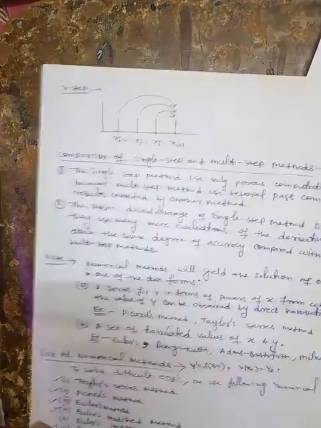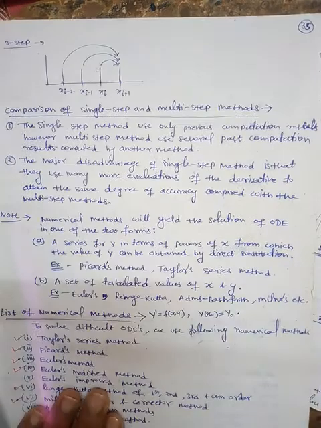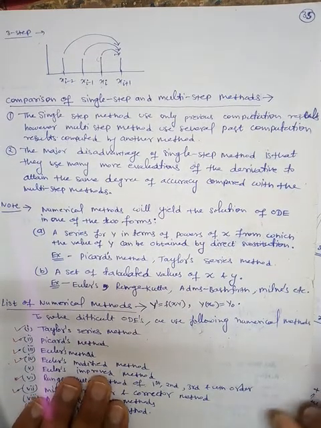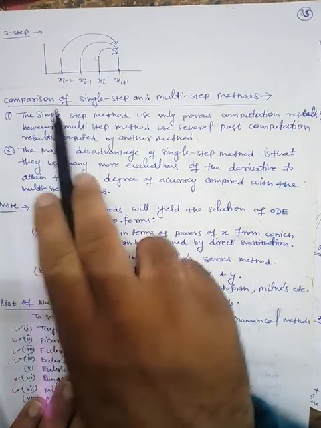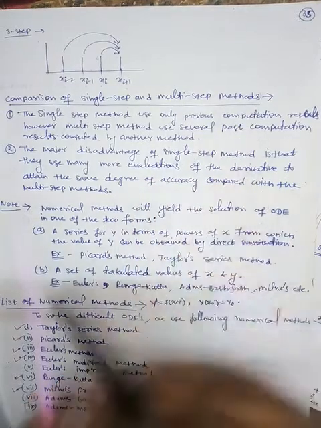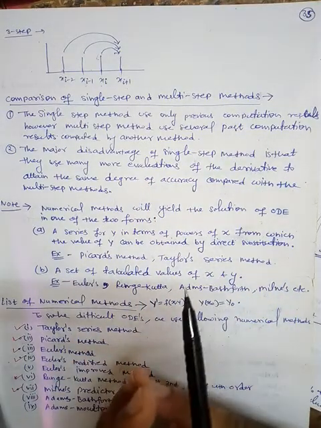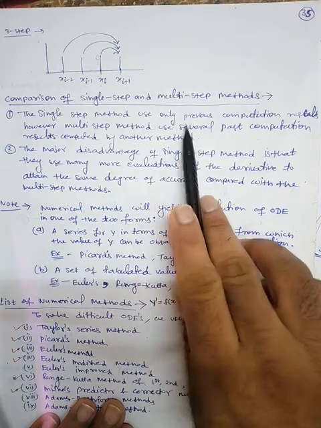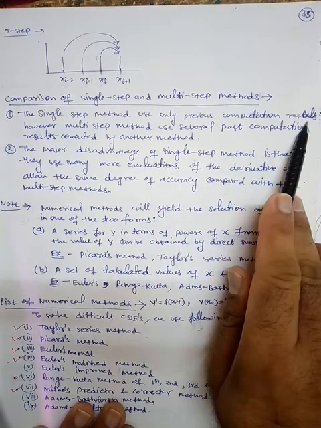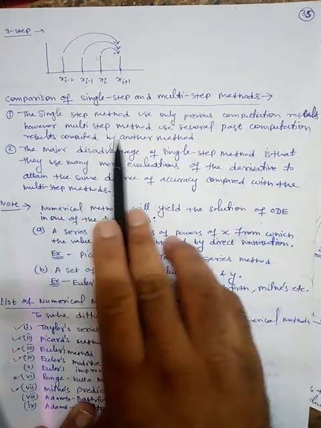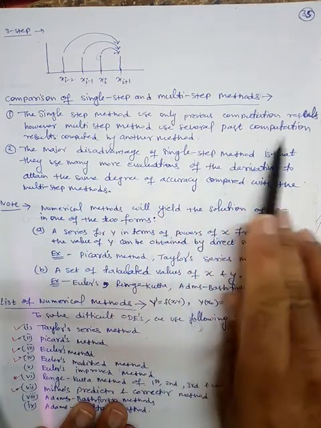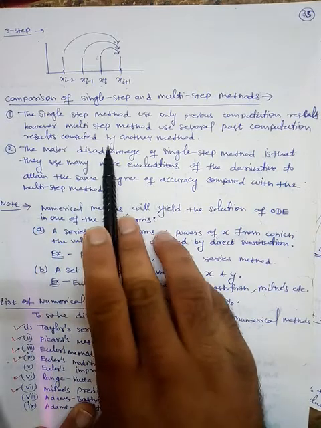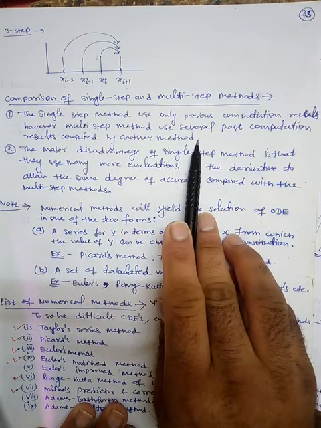So this is the classification. Now here, the comparison of single step and multi-step methods. What are the advantages and disadvantages? The single step method uses only the previous computation result. However, the multi-step method uses several past computation results computed by another method.